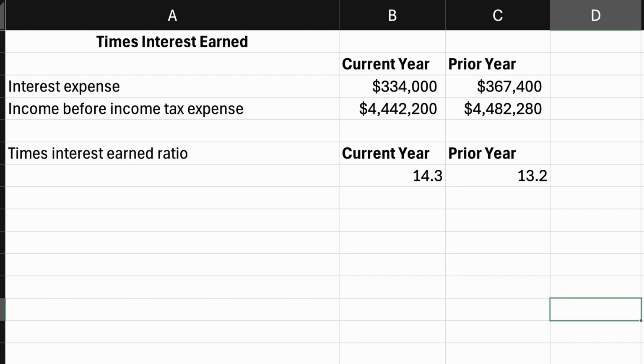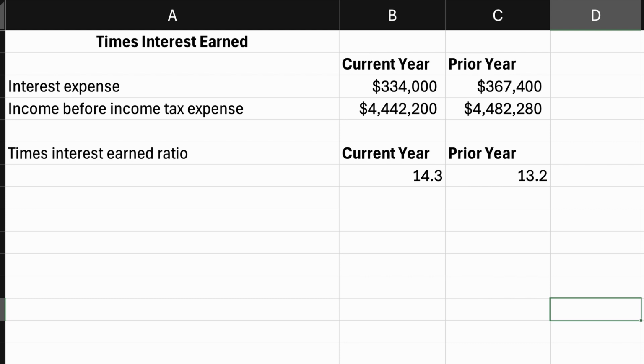Let's get started. Sprout Company reported the following on the company's income statement in 2 recent years. Current year interest expense, $334,000. Current year income before tax expense, $4,442,200. Prior year interest expense, $367,400. Prior year income before tax expense, $4,482,280. So, how do you determine the times interest earned ratio for the current year and the prior year, rounding to one decimal place?